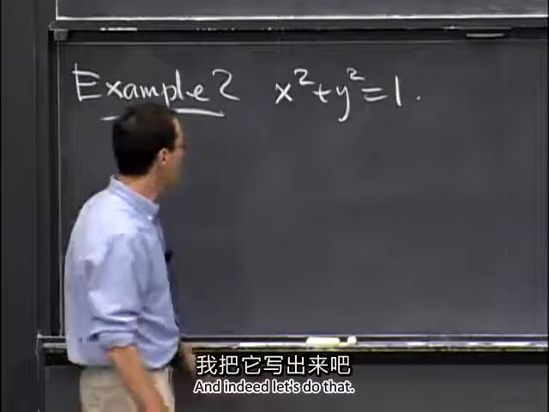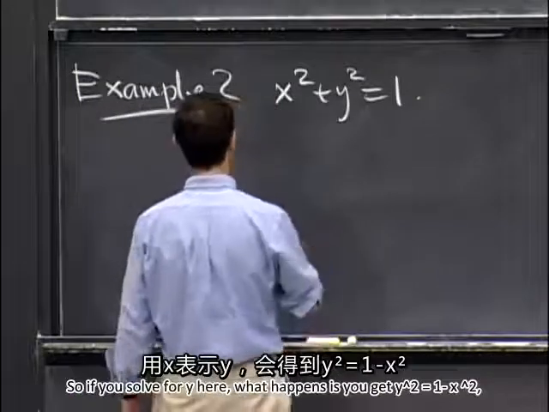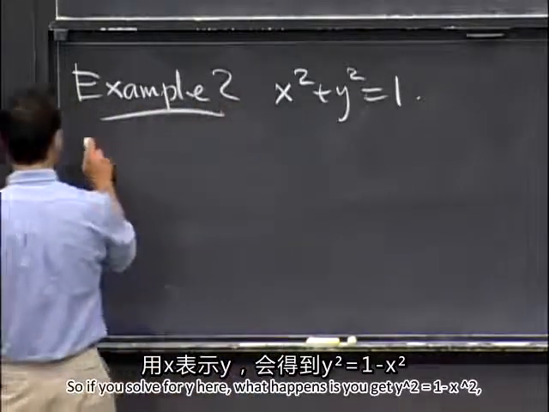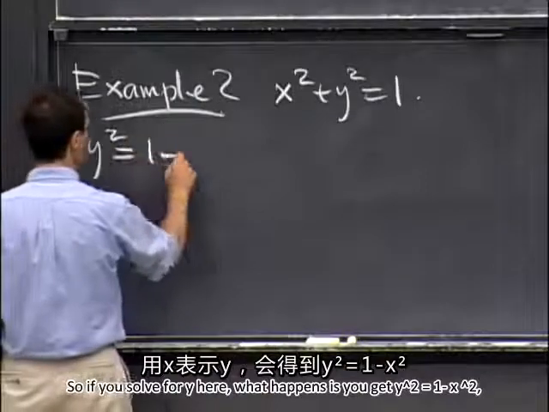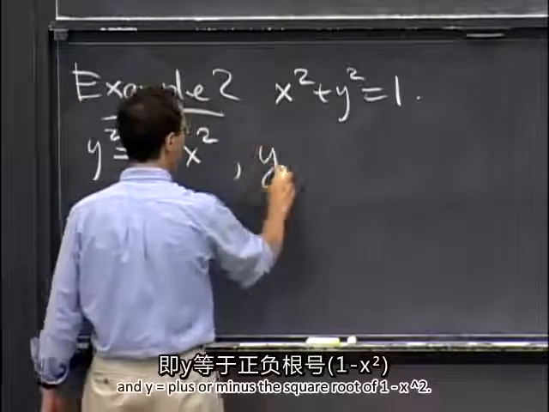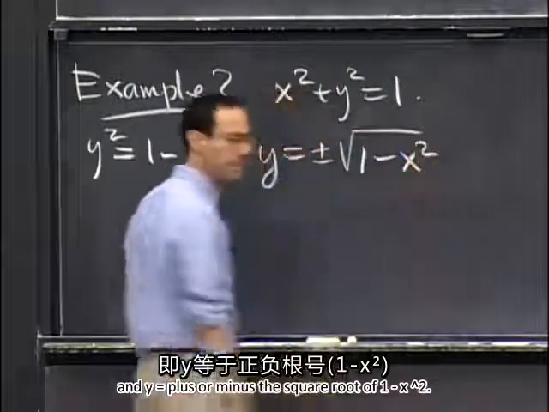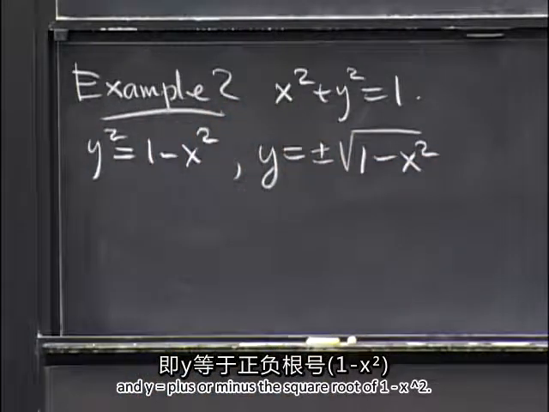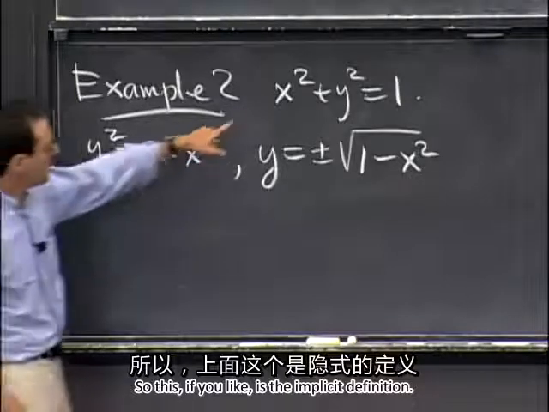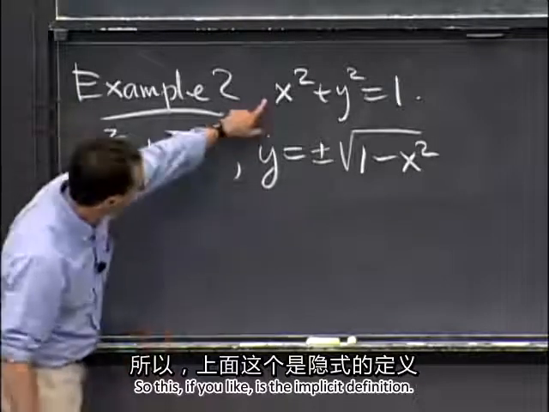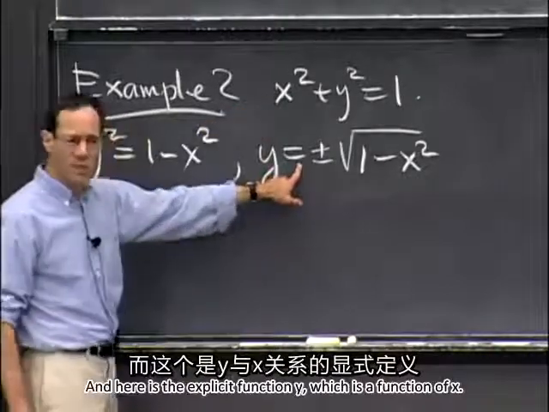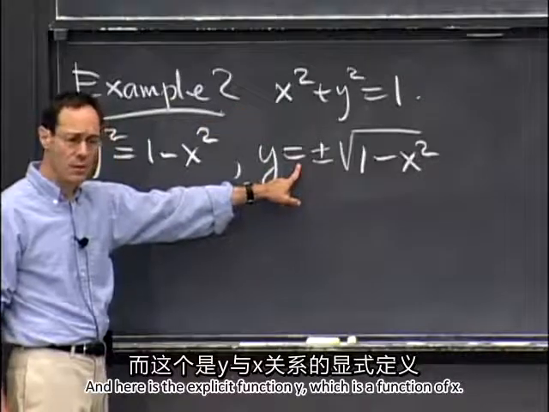And indeed, let's do that. So if you solve for y here, what happens is you get y squared is equal to 1 minus x squared, and y is equal to plus or minus square root of 1 minus x squared. So this, if you like, is the implicit definition. And here is the explicit function y as a function of x.